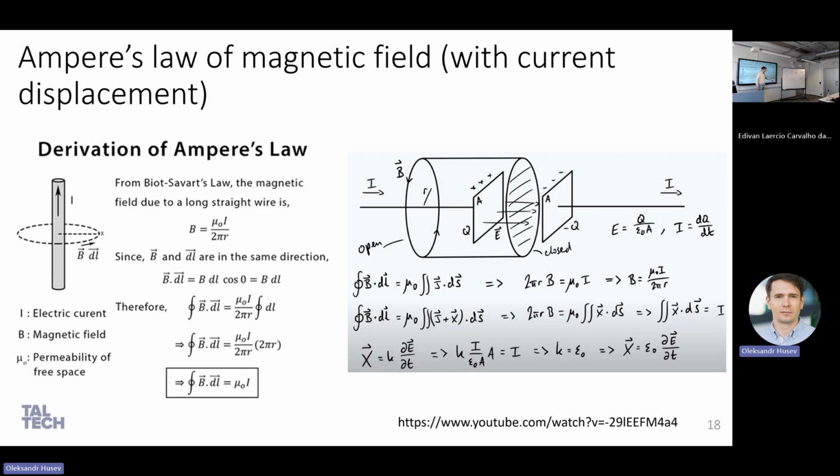This is part of the Maxwell equation, which shows that any derivative of electric field creates magnetic field, and vice versa. This is the way electromagnetic field propagates. It's also available on the internet and so on.